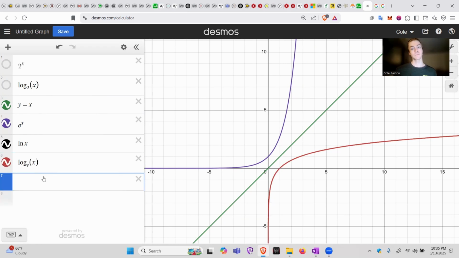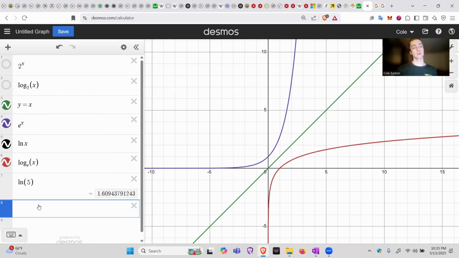Right. So I'm just going to do a quick example here in Desmos just to help you kind of wrap your head around this a little bit, because I think some people find this a little bit more abstract. So let's just take ln of 5, for example. So that's 1.6094. So what does that mean?